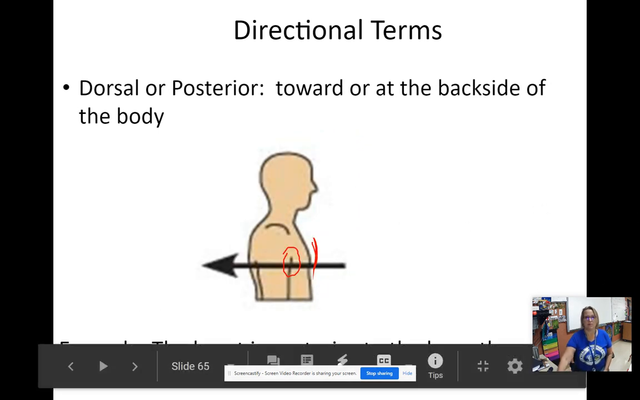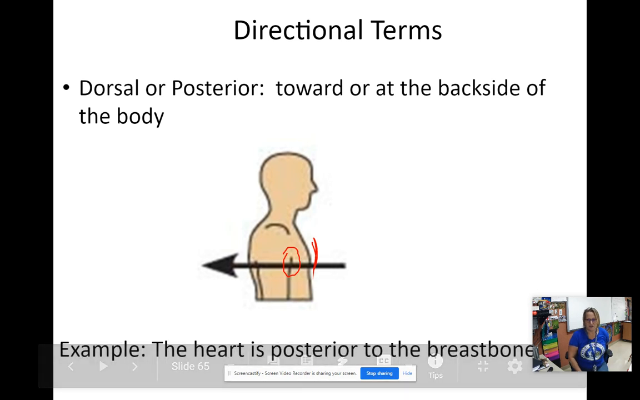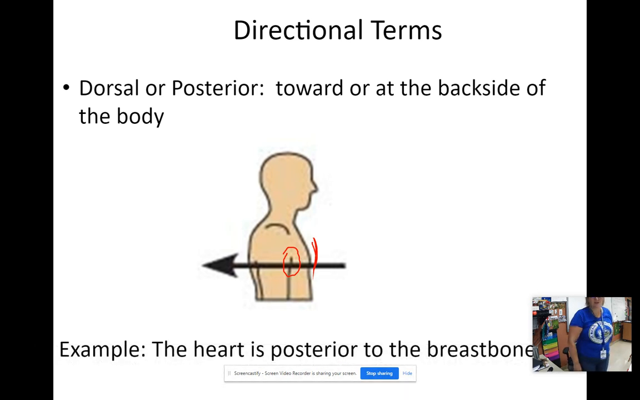Posterior is the opposite, and again, in animals, we would call that dorsal. So the back side is dorsal, and the front side is ventral on a four-legged creature. On a two-legged creature, it's anterior and posterior.